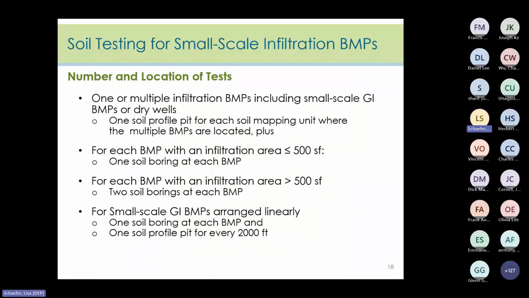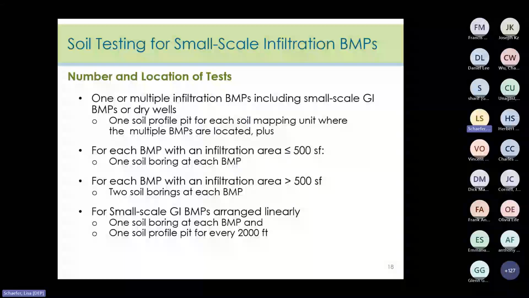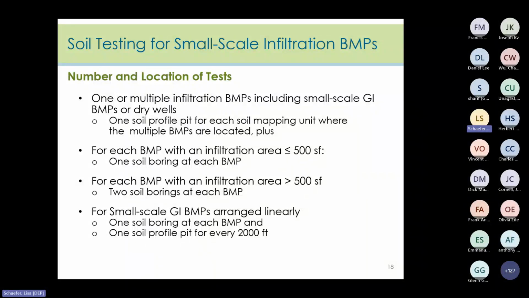For each BMP with an infiltration area greater than 500 square feet, you're going to need 2 soil borings at each BMP. And for small scale GI BMPs that are arranged linearly, you're going to need 1 soil boring at each BMP and then 1 soil profile pit for every 2,000 feet along the length of the linear arrangement. Okay, so this information is written out on pages 15 and 16 of the updated chapter 12.